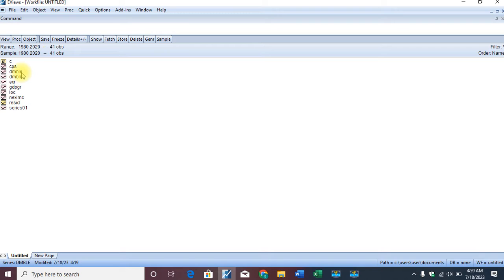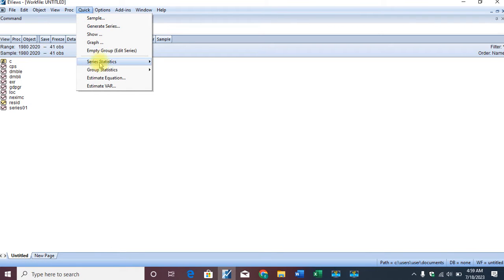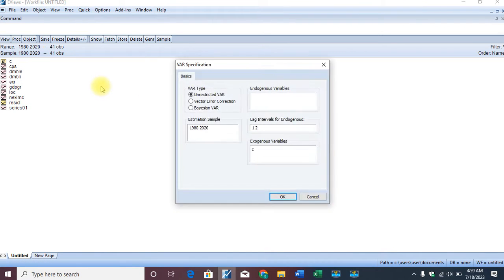Though the ARDL framework does not make lag length a very necessary condition, in my studies I try to ensure that I'm aware of my lag length before proceeding, to avoid having spurious regression. So to achieve that, I go to Quick and maneuver to estimate VAR.